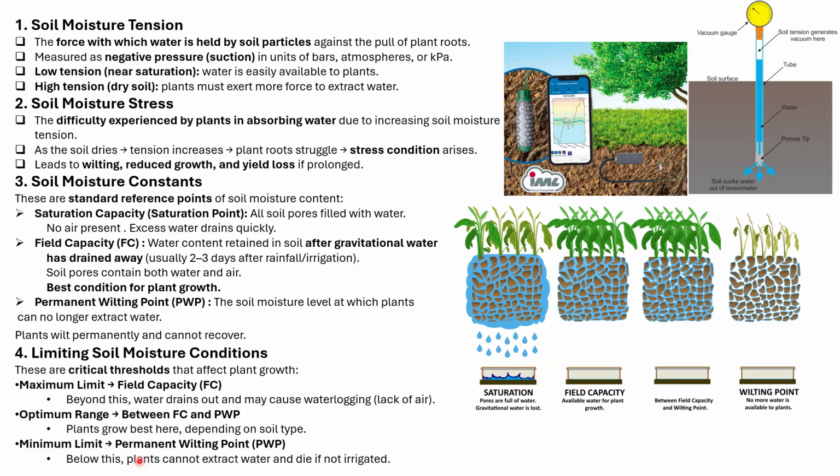Optimum range is between the field capacity and wilting point, that means the best range for crop growth. Minimum limit is below the permanent wilting point, that means the plant can never recover. So this image below shows the range from saturation to wilting point. It will help us visualize each stage of the soil constants.